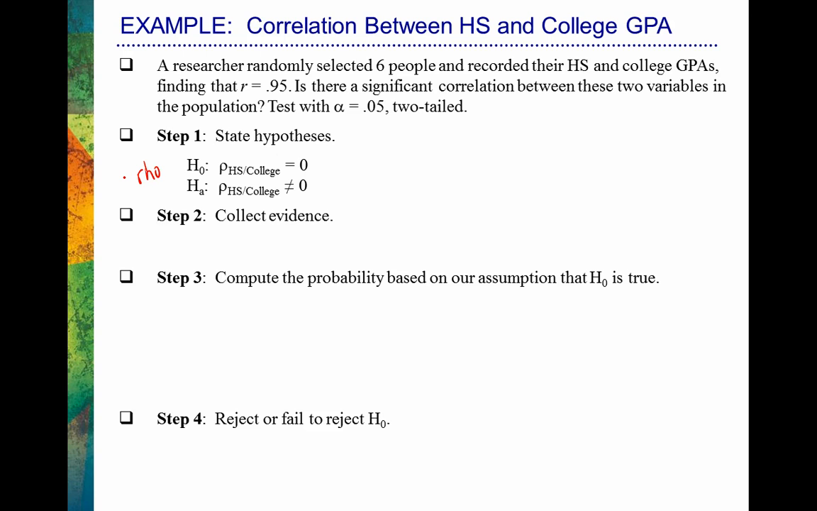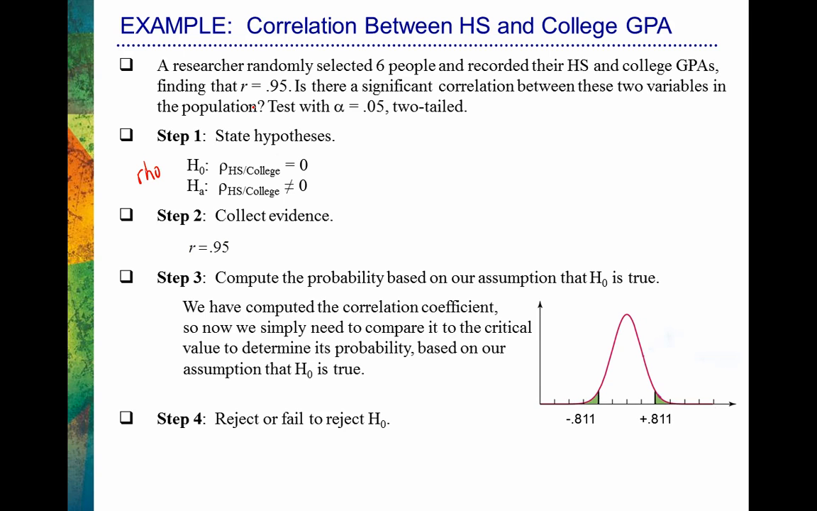All right, well, in the real world at this point, we collect some evidence to see how strong that sample correlation is. Here we did collect evidence and we just analyzed it, and we saw that the sample correlation was equal to 0.95. We then have to compute the probability of finding these results just by chance, based on the given information that our null hypothesis is true.